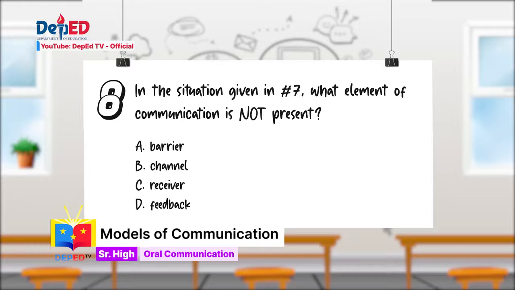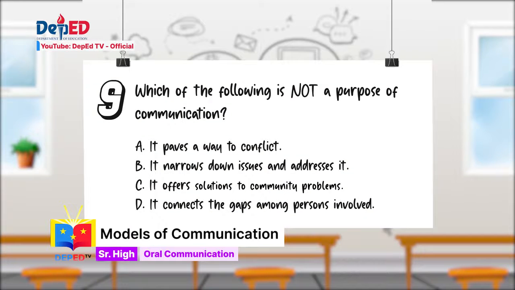Number 8. In the situation given in number 7, what element of communication is not present? A. Barrier. B. Channel. C. Receiver. Or D. Feedback.